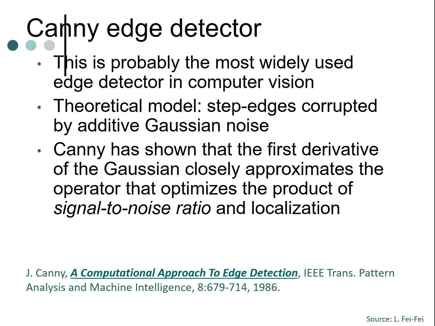We can use a Canny edge detector to detect the edges more exactly. This is probably the most widely used edge detector in computer vision. The theoretical model of the Canny edge detector uses step edges corrupted by additive Gaussian noise. Also, the first derivative of the Gaussian closely approximates the operator that optimizes the product of the SNR and the localization. Here the SNR is the signal to noise ratio, along with the localization function.